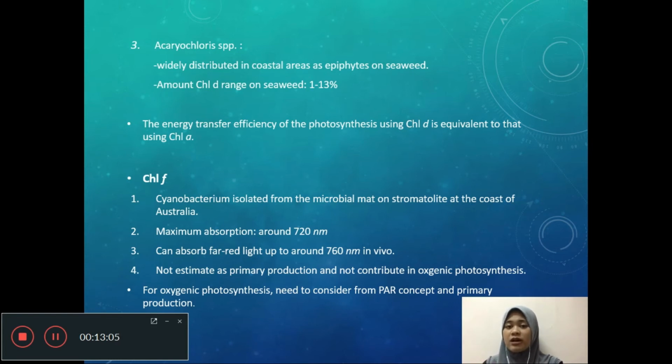Next, we move to chlorophyll F. Chlorophyll F was reported in 2010. It was reported from a cyanobacterium isolated from the microbiome on the stromatolite at the coast of Australia. The maximum absorption of chlorophyll F is around 720 nanometers, but chlorophyll F can absorb until 760 nanometers.